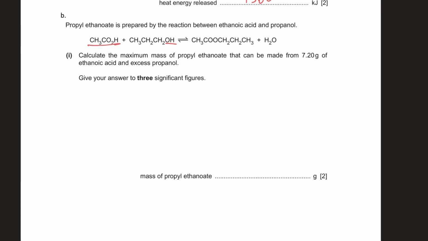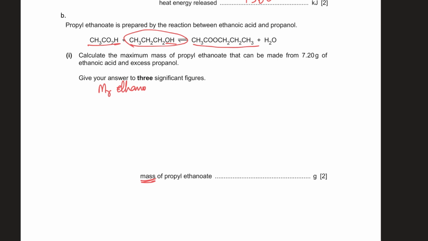Now, this is the thing that's important. They're basically telling us that you have excess propanol. So this thing is propanol. It's in excess. I don't need to worry about its amount. I have 7.2 grams of this other thing, which is ethanoic acid, and I'm producing this thing over here. Now, it's important to know that because I want to find the mass of this thing, I need to know the MR of that thing. And in fact, while we're at it, let's calculate the MR of ethanoic acid as well.